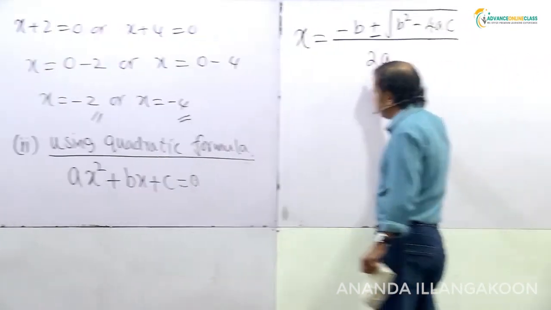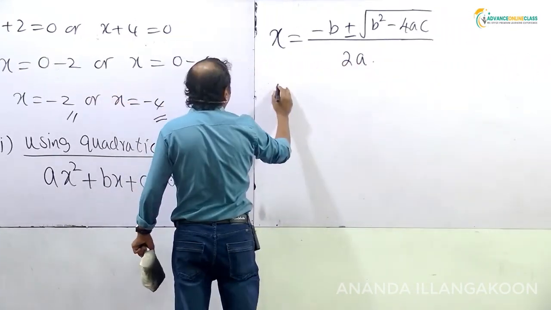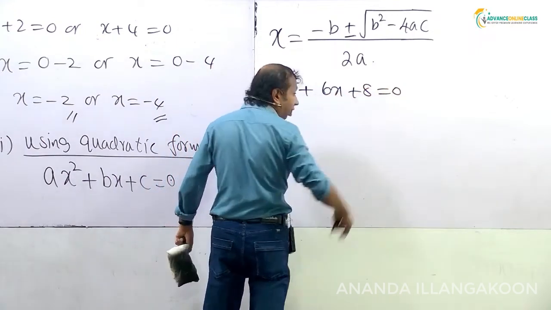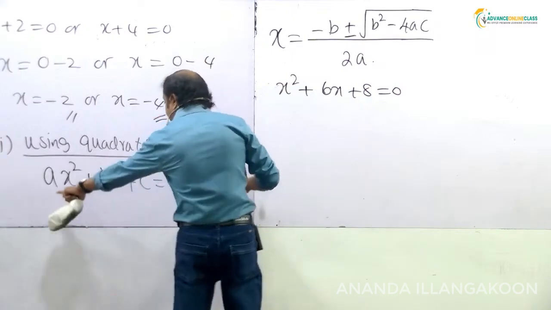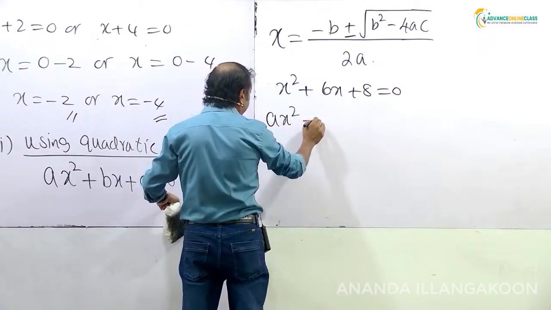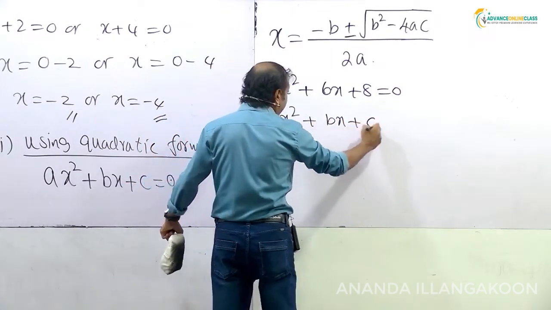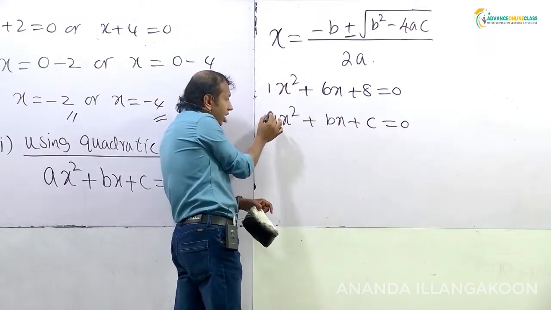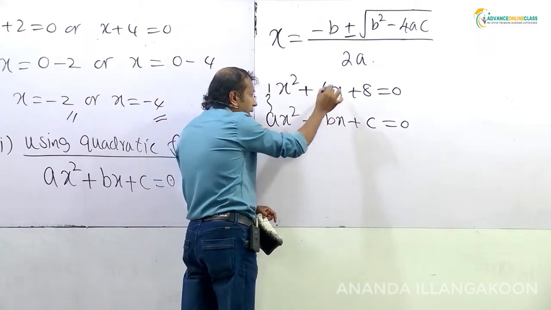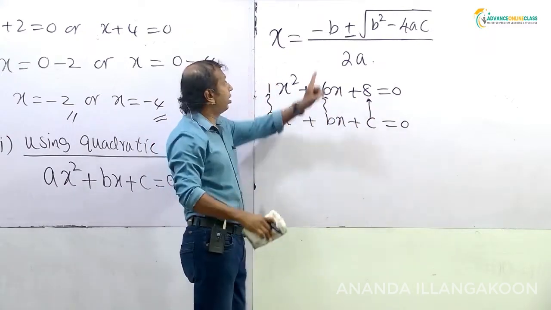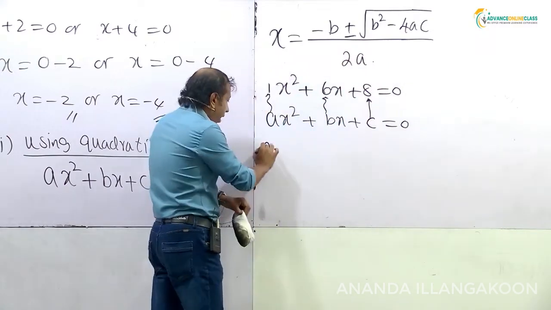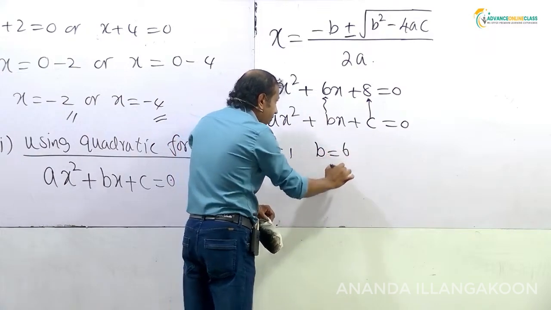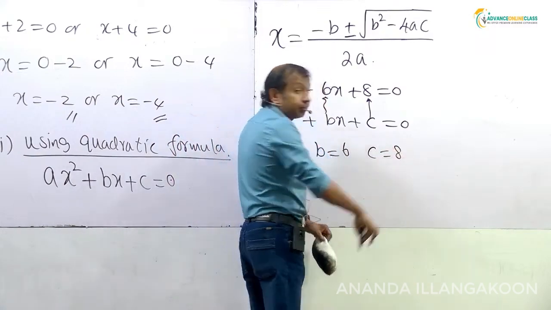Okay. So now let's see how to use this one. I'll take the same x squared plus 6x plus 8 as the given quadratic equation. We compare this with our standard equation. By comparing the given equation with the standard one, we determine the A, B, C values to substitute. A is 1. B, what? 6. C, 8.